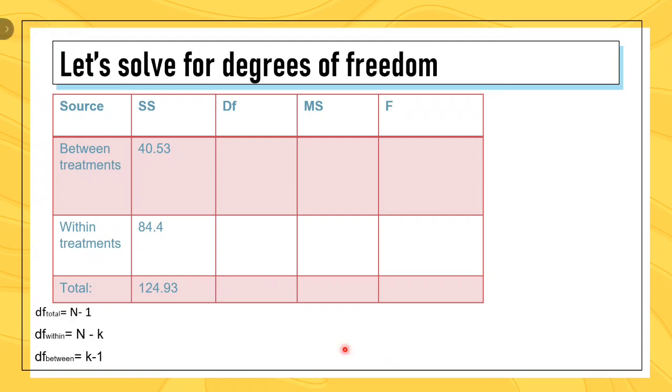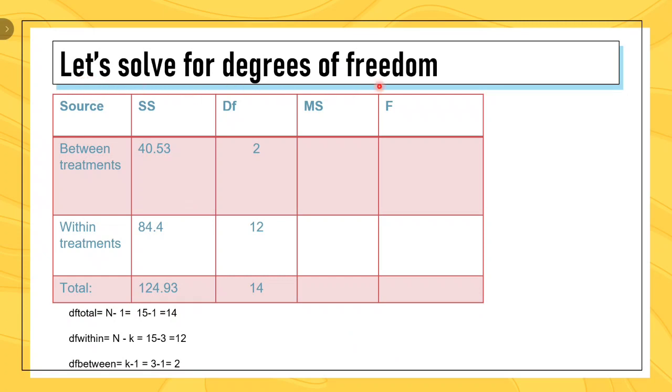Now, let us solve for the degrees of freedom. The first one is the DF total. It is equals to n minus 1, or simply 15 minus 1 is equals to 14. Next, for the DF within, we will use the n minus k, or simply 15 minus 3 is equals to 12. And for the DF between, we will use the k minus 1. So it is simply 3 minus 1, so it is equals to 2.